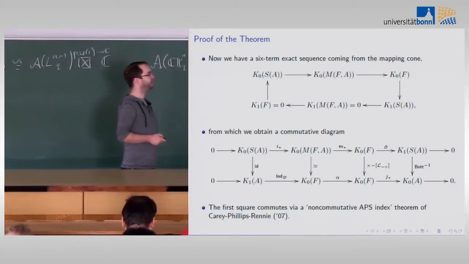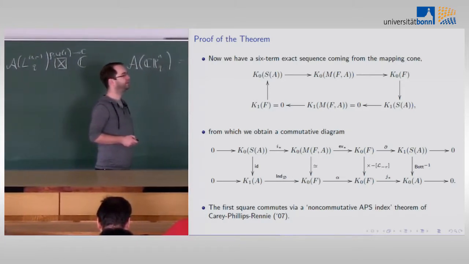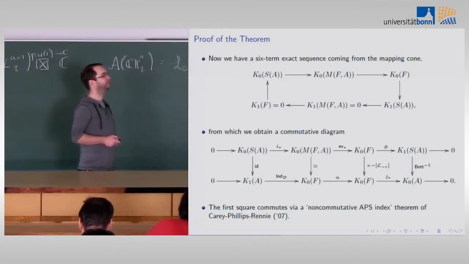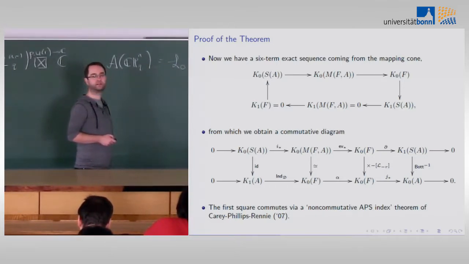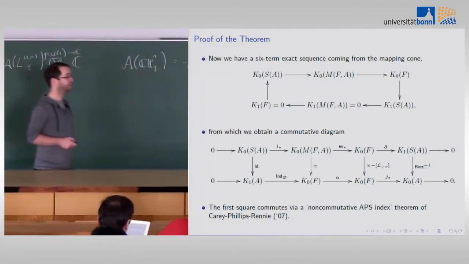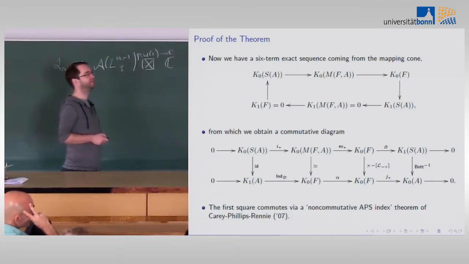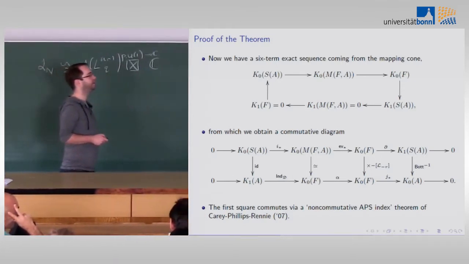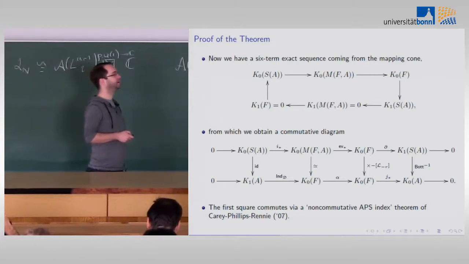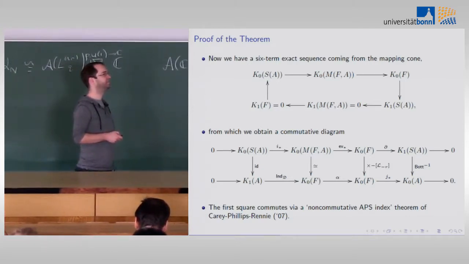And then you're in good shape, because then you can work a little bit and say, well, K1 of the suspension, that's K2 of A, which by the inverse of the Bott isomorphism is just K0 of A. And then I would really like to have a map here to make this whole diagram commute. Everything commutes here. Obviously, this is an isomorphism. This is an isomorphism by the theorem of these guys.